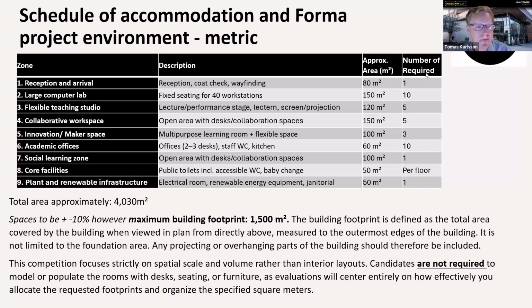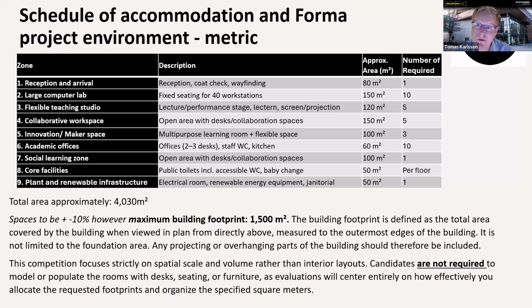This is very important. The different zones can vary in terms of the space they take up, but one very important point is that you need to pay close attention to the building footprint, and that this must not be larger than 1,500 square meters. And pay attention to how we're defining the building footprint on this slide. This is not just the foundation, in other words, the area that touches the ground, but rather the area of the building when viewed directly from above, measured to its outermost edges. So it is very important that your design follows that.